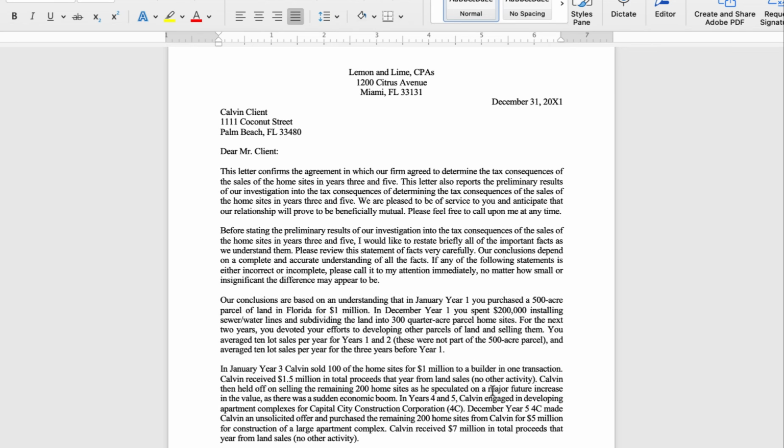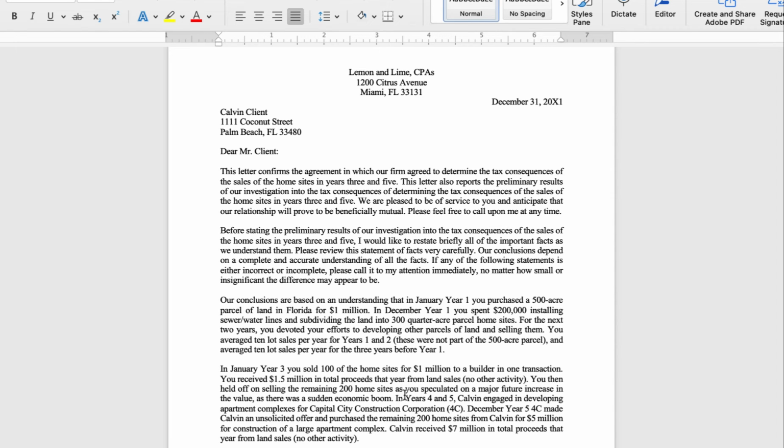In January year 3, Calvin should be changed to you. You sold 100 of the home sites for $1 million to a builder in one transaction. Calvin received, that should be you received $1.5 million in total proceeds that year from land sales, no other activity. Leave that parenthetical. You, so Calvin should be changed to you, then held off on selling the remaining 200 home sites as you speculated, smart speculation, on a major future increase in the value as there was a sudden economic boom.